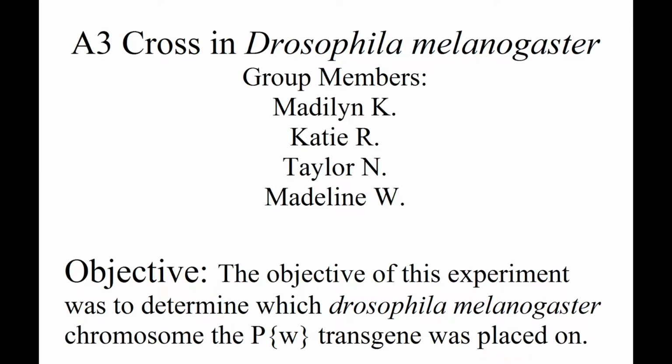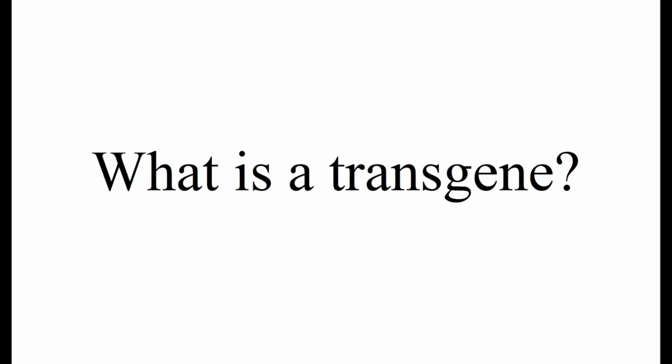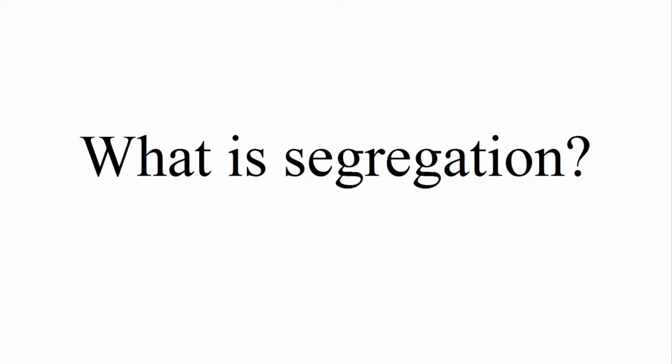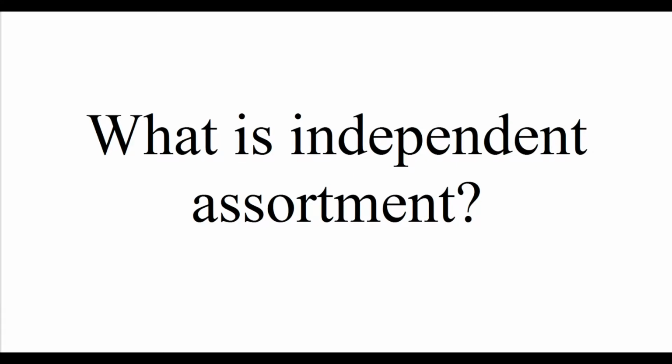Here is some background information for better comprehension of the experiment. What is a transgene? A transgene is a gene that is placed at a locus on a chromosome. What is segregation? Mendel's law of segregation states that allele pairs separate or segregate during gamete formation, or meiosis, and unite randomly at fertilization. What is independent assortment?